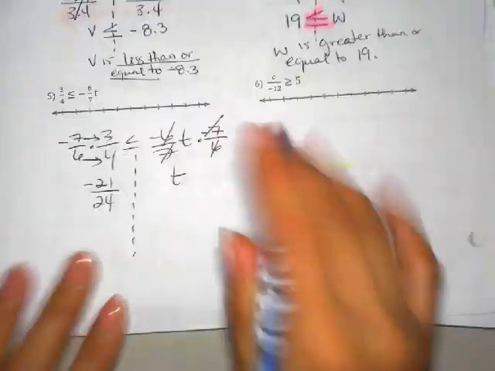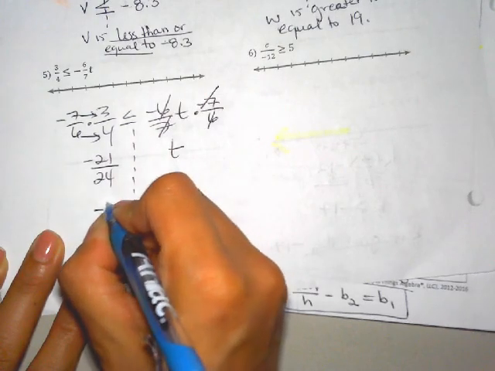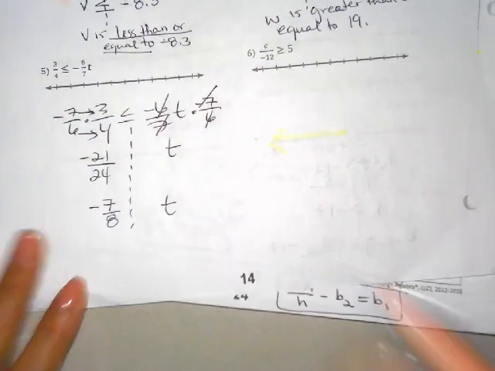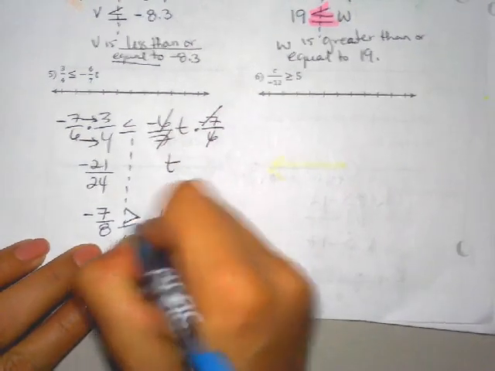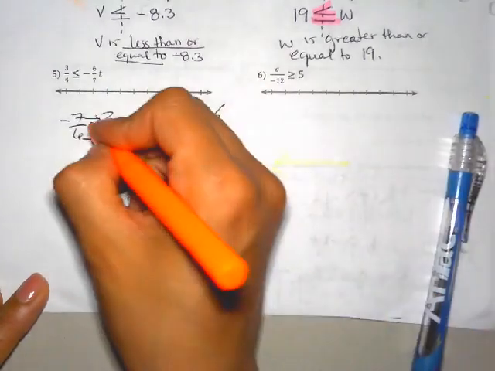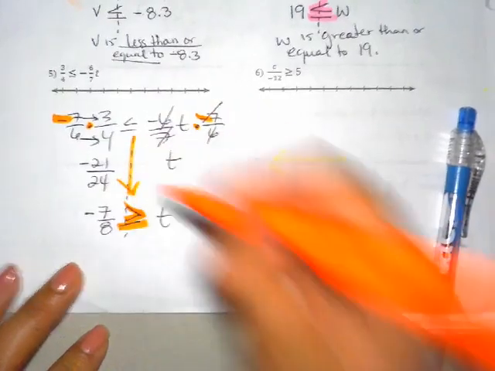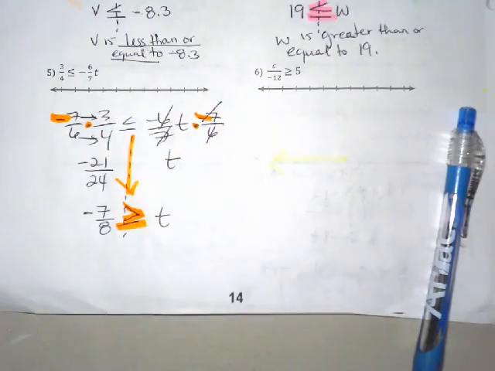I can simplify that to, anybody? 7 over 8. Do I flip the inequality sign? Who says yes? Raise your hand. Who says no? Raise your hand. All right, the answer is yes. When you multiply by a negative, you have to flip the inequality sign. It has to flip. It was opening to the right, now it's opening to the left.